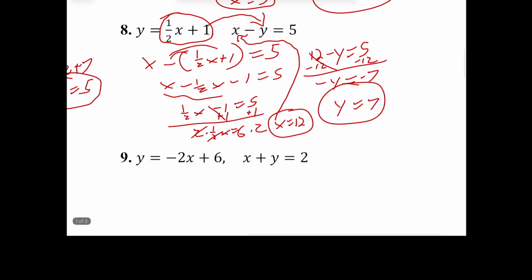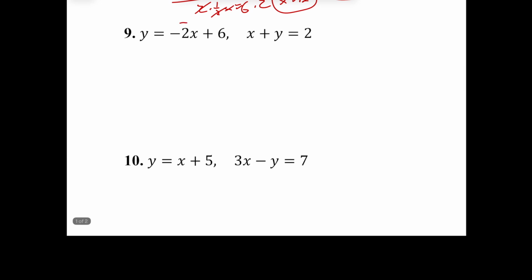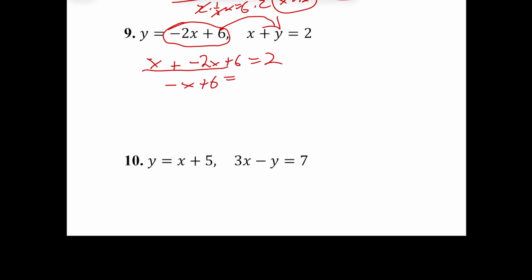There we go. Going on to number 9, y equals blah. So I'm going to take blah, and I'm going to plug it in for y. X equals, what is y? Sorry, it's not equals, it's x plus. And now I'm going to put in y, but y equals negative 2x plus 6, and all of that is going to equal 2. Now let's combine our like terms, and I'm going to get negative x plus 6 equals 2. And if I subtract 6 from both sides, I'm going to get negative x equals negative 4, or x equals positive 4, by dividing both by a negative 1.